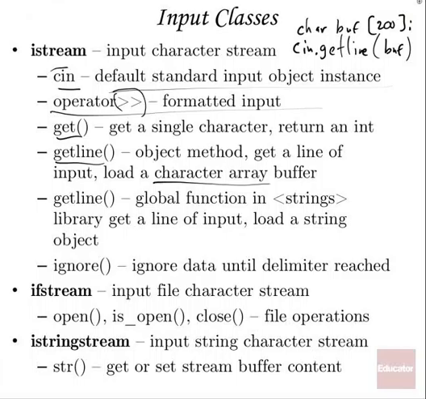Now there's also a global function with the same name, which works very similarly, but it uses string objects. So now you can say getline and then cin, s, and some delimiter such as the newline character. And then s would be a string object.